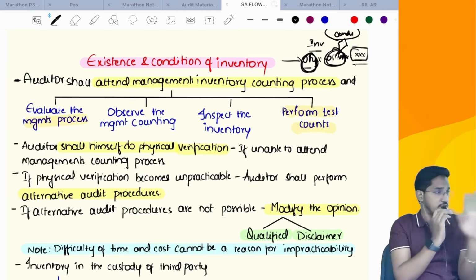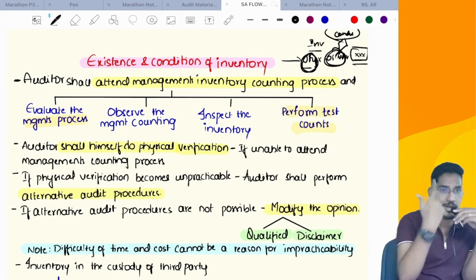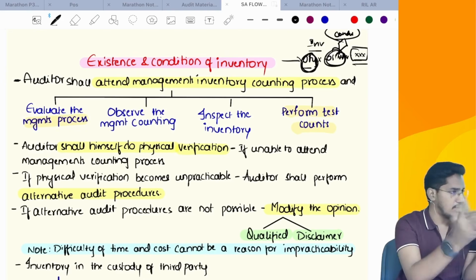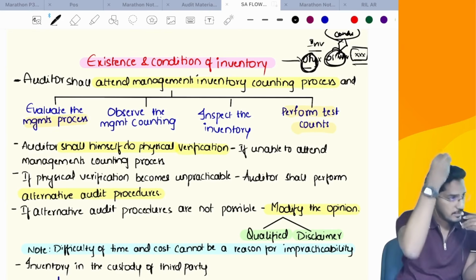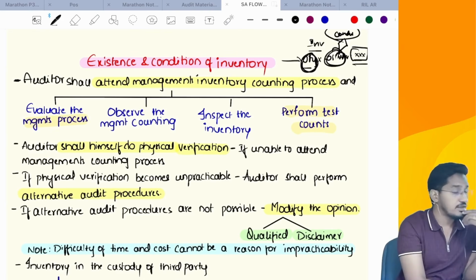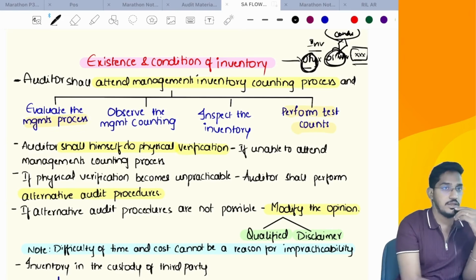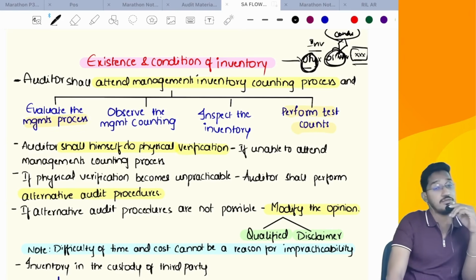Sir, alternative audit procedures are also not possible. Might be you thought of alternative audit procedures, but they are not giving evidence. Or you did not come across any alternative audit procedures. Then what should you do? Modify the opinion. Then you don't have any option. You have to modify. Which kind of modification will you give?